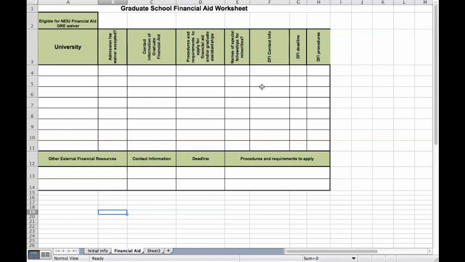But let's say, for example, you're going to UIC or University of Illinois Urbana-Champaign, right? You want to write the DFI contact info. And if you're having trouble with that, of course, here at the McNair office, we can help you with that. You also want to write the different external financial resources, right? Any foundations or other types of organizations that offer financial resources. You want to write those down.